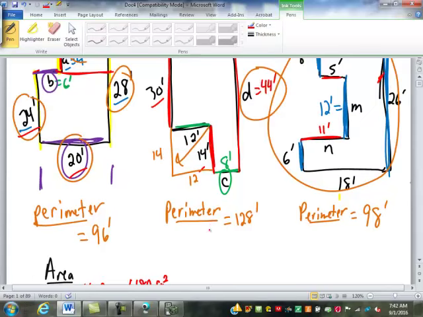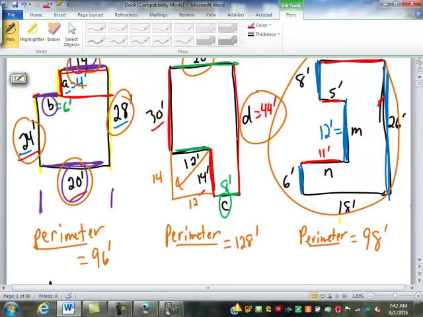Now these other couple are a little bit more, well, this one's not any more difficult, but the third one is. Go ahead in your notes quick and find the area of each of those two for me quickly.